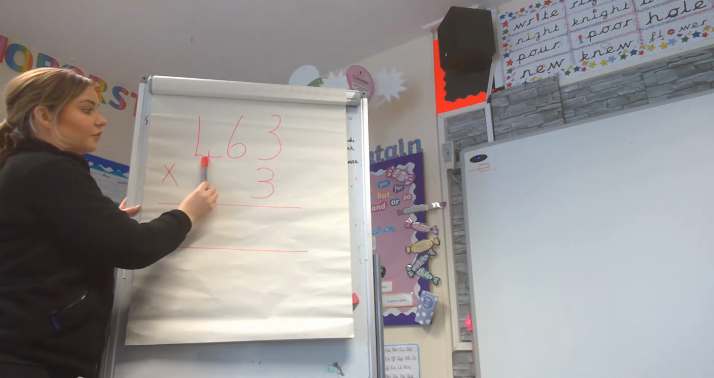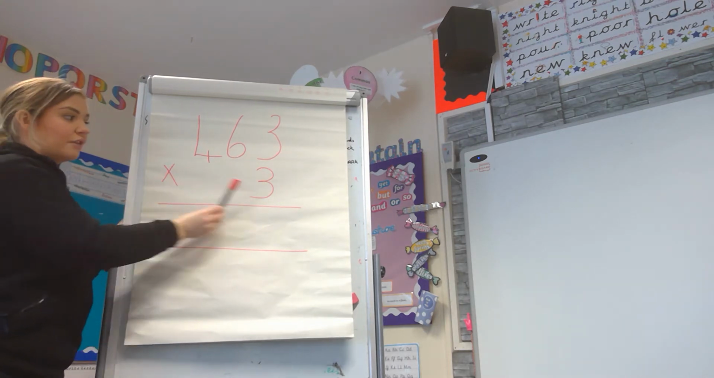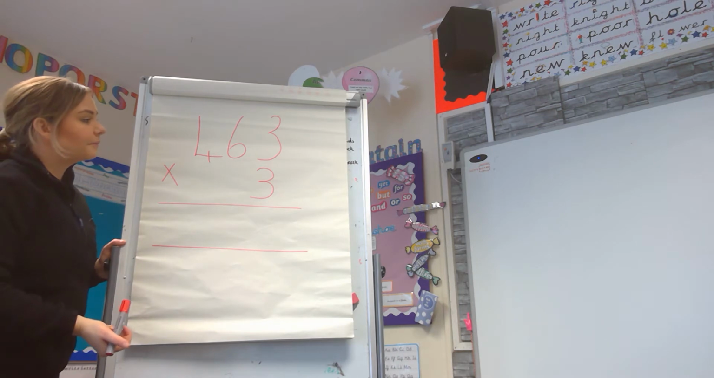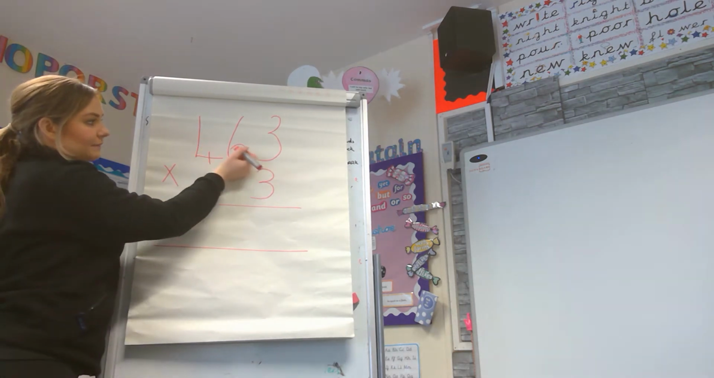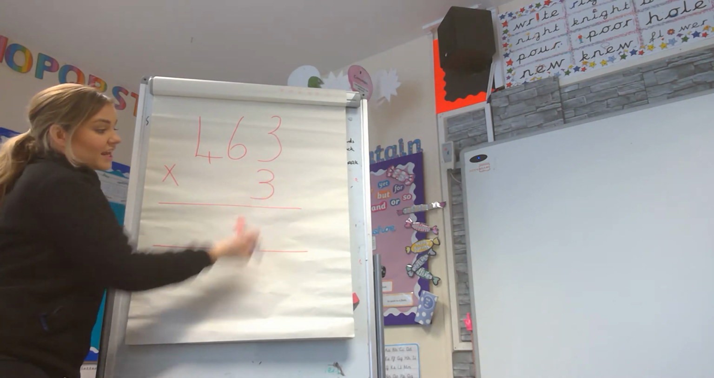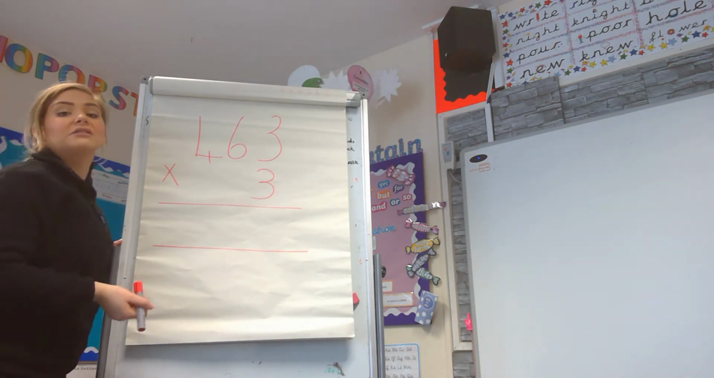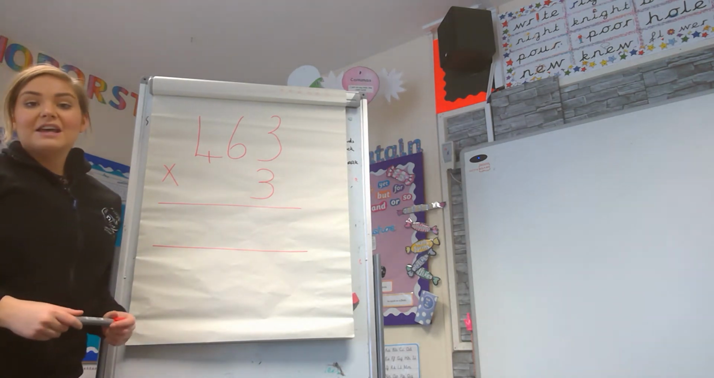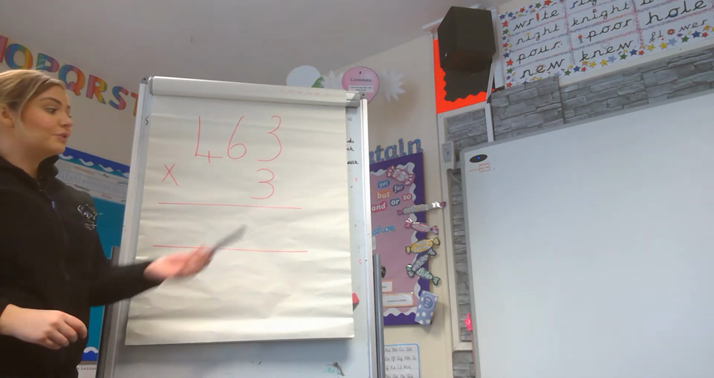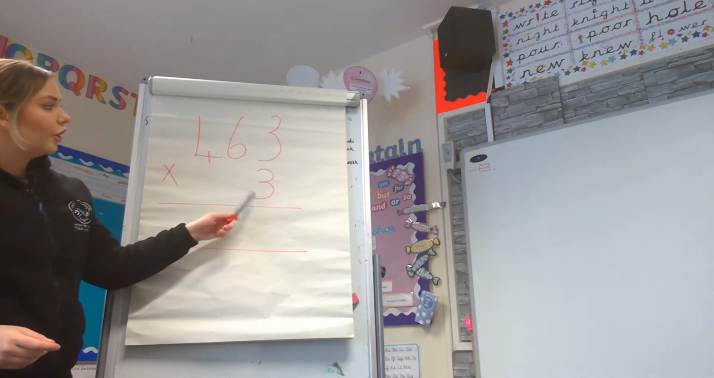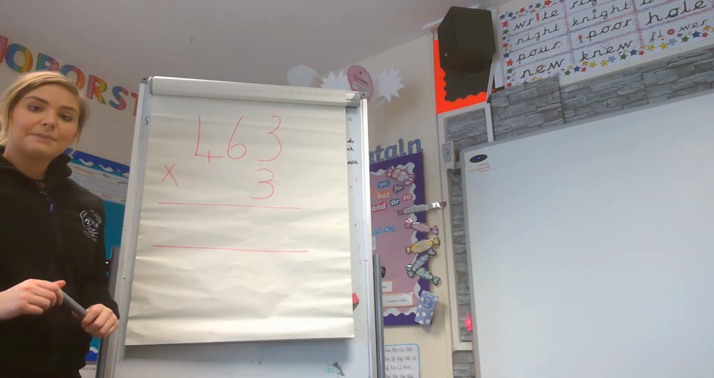Okay, so I've already set out my column multiplication. So I've got 463 times by 3. So I've got a 3-digit number times by a 1-digit number. Okay, so I've put it into my hundreds, tens and ones columns, and I know 3 by itself is 3 ones. So I've put that underneath my ones column there. It can't go in any other column because it only represents 3 ones.